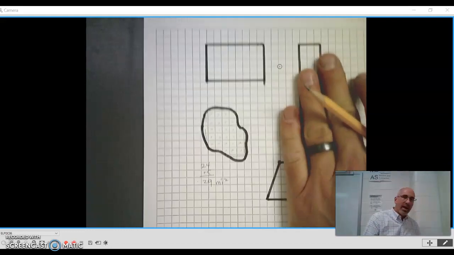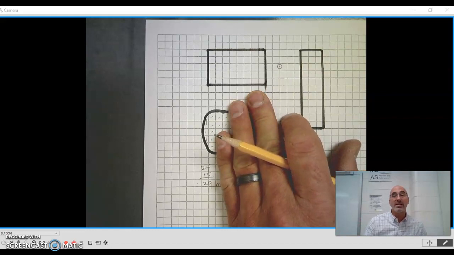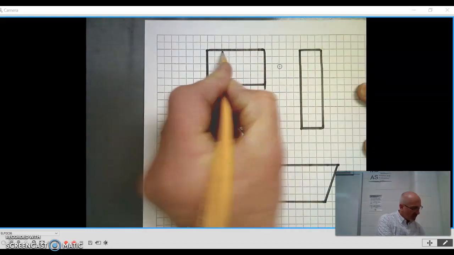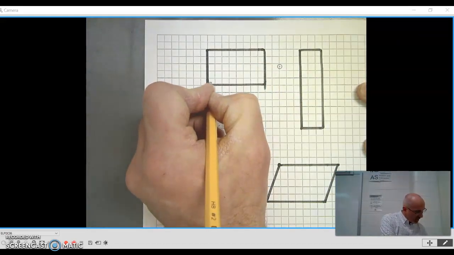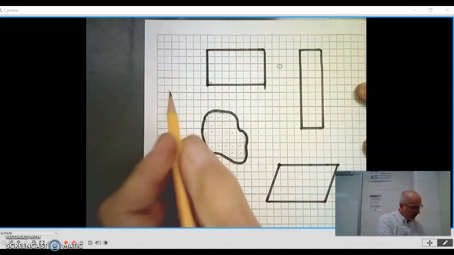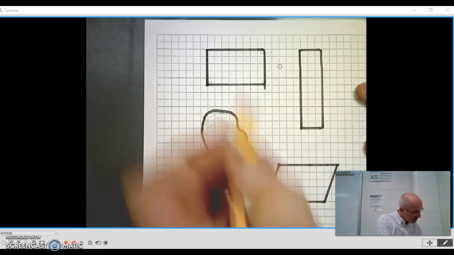Now, say we had this shape up here. We know from our last geometry unit that it is a rectangle. It has 2 sets of parallel sides, and it has right angles. Every angle is a right angle. So we could do the same thing. We could count all of the squares.